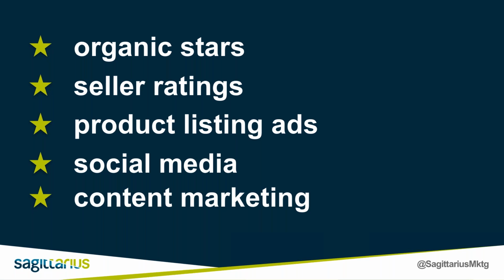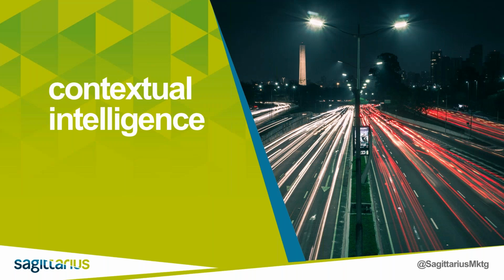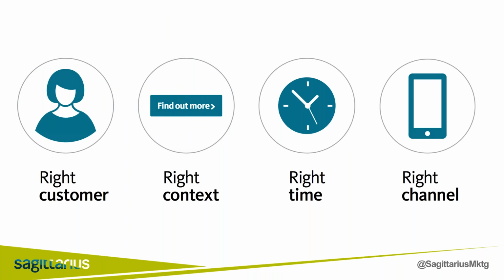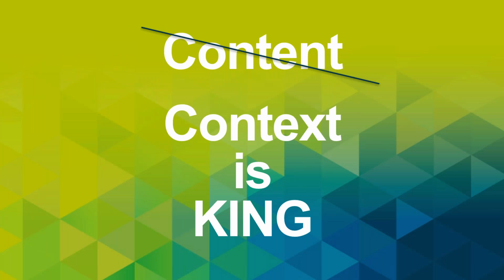I'm going to move on from that onto the next part, which is contextual intelligence. This is really about the way in which you're communicating with your customers, ensuring that you're delivering the right message to the right customer at the right time via the right channel. We were saying content is king, but I'm saying context is king.